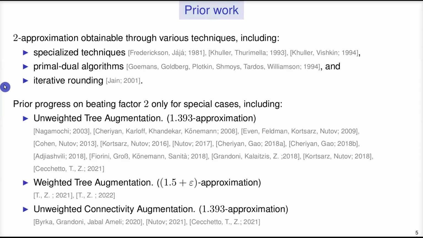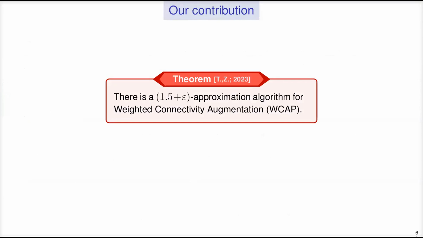Also very recently, there have been first below-2 approximations for the unweighted version of connectivity augmentation, where all the links have cost 1. But this work is the first one to beat factor 2 for the general weighted connectivity augmentation problem. The result we obtain is a 1.5+epsilon approximation.